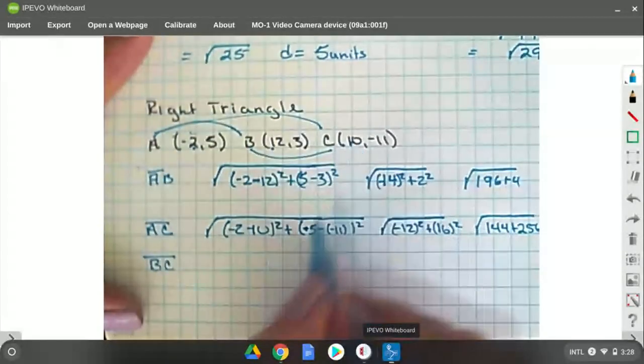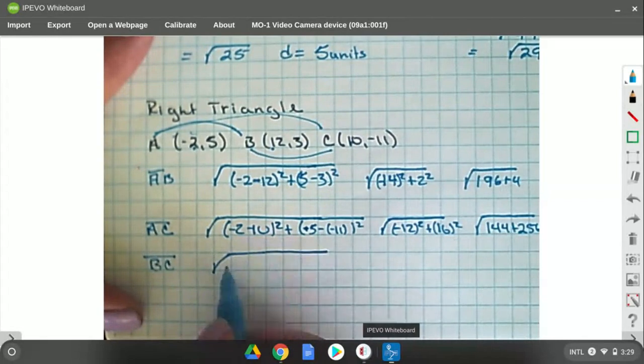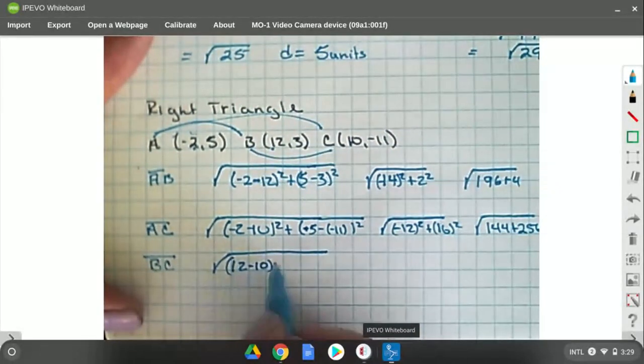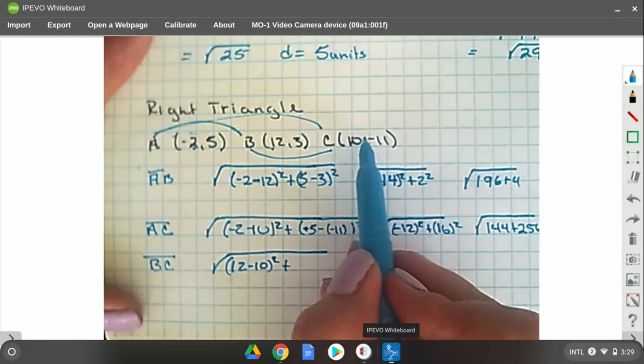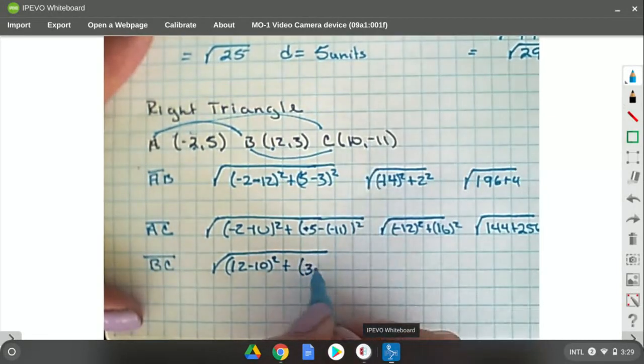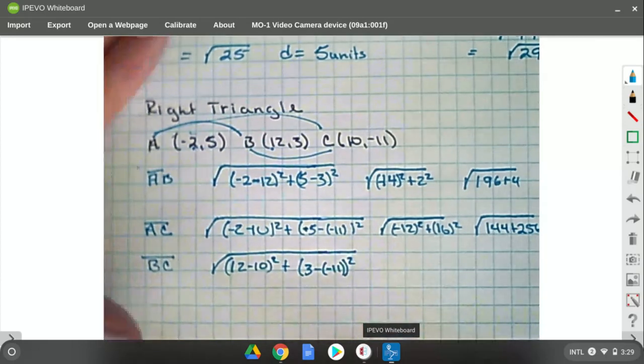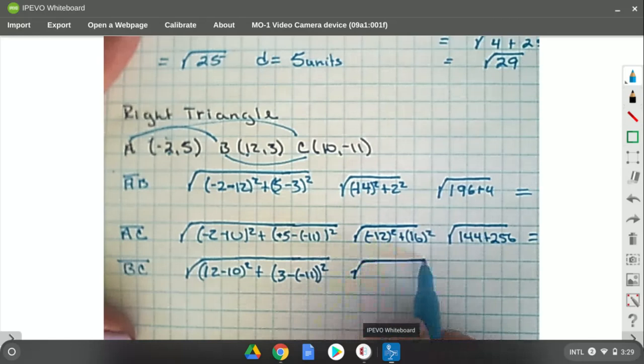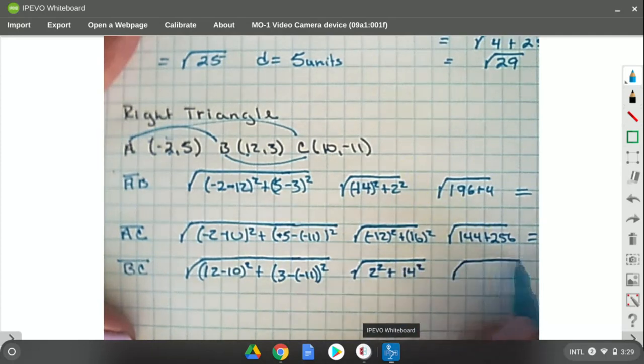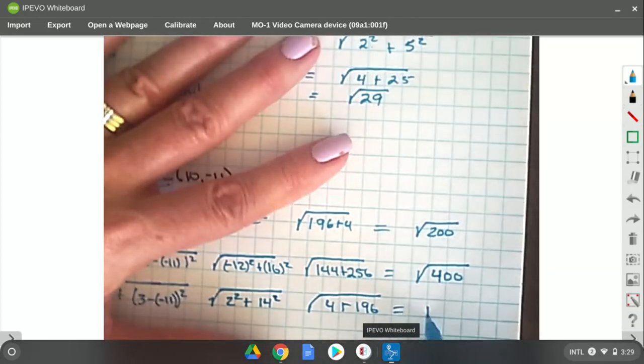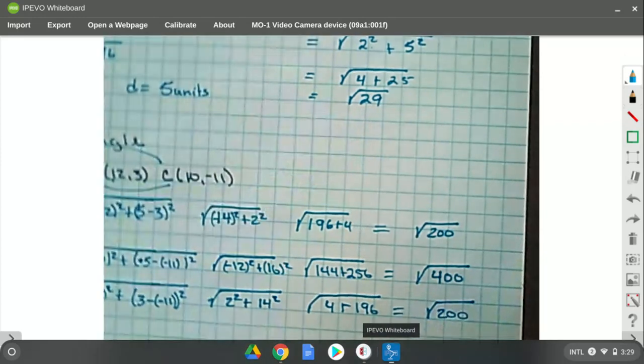All right, so BC, x minus x, square root, 12 minus 10 squared, plus 3 minus negative 11. Again, be careful. There's the minus from the formula and the negative on the number, and that's going to create an addition. So this is the square root of 2 squared plus 14 squared. And that's going to give me that 4 plus 196 again. So this is equal to the square root of 200.